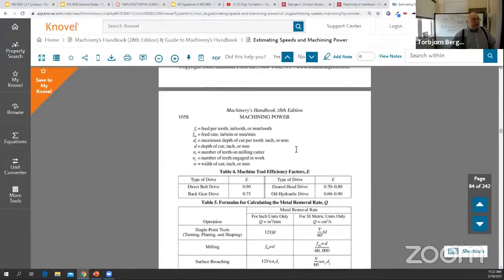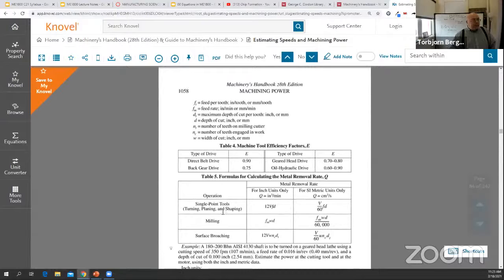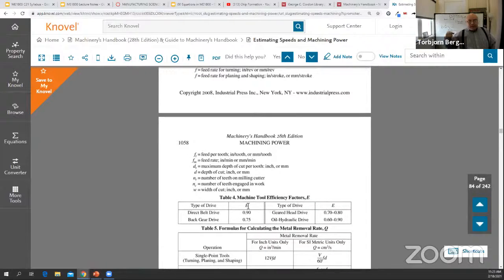And then in material removal rate, they have some formulas here to help you figure it out, but you can really figure out material removal rate just by knowing what the units are and knowing about your operation. Now, there's a factor E here, machine tool efficiency, that was not in our model that we drew on the board.